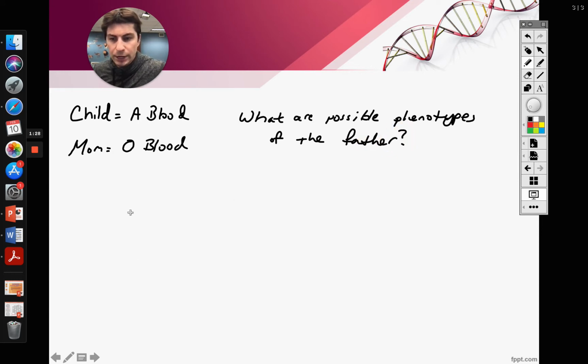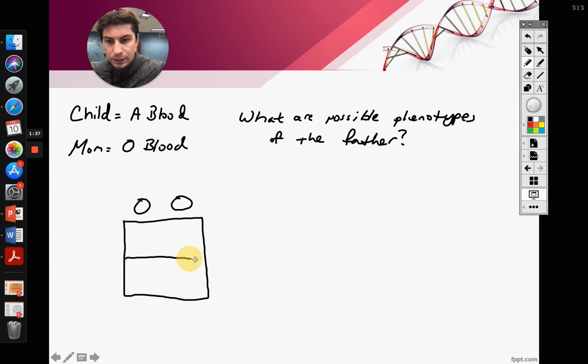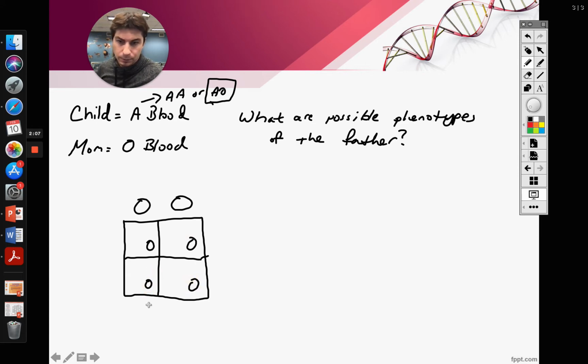Okay. So we know mom is going to be OO. We know that somewhere in one of these boxes, we don't know which one, but the child is A, so we know that in one of those boxes we can have an AA or an AO. Now, given that mom has O blood, we know that the child has to have AO because the mom's going to give her an O. So, or him, whatever. We know that one of those alleles for that child has to be an O.